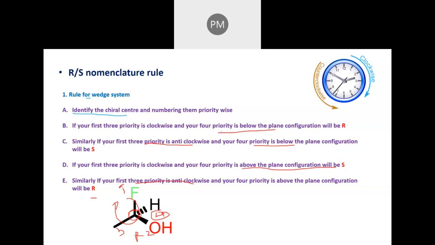If it is below the plane and the first three priorities rotate clockwise, then the configuration will be R. And if it is below the plane and the rotation of the first three priorities is anti-clockwise, then that will be S. Similarly, for the anti-clockwise rotation, if our fourth priority is above, then that will be S configuration. And if the rotation is clockwise and our fourth priority is above the plane, then that will be R configuration.